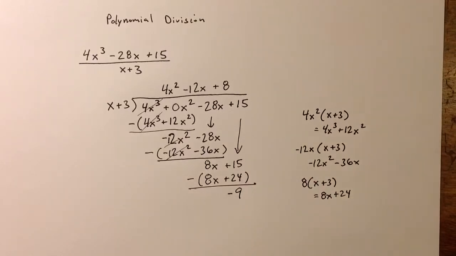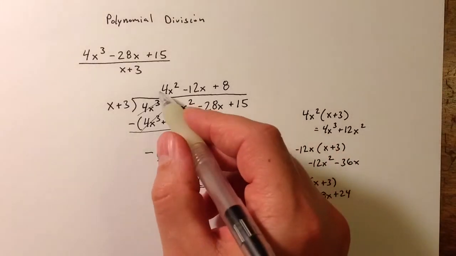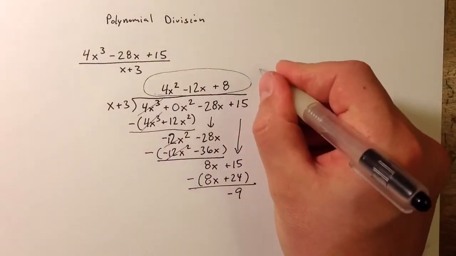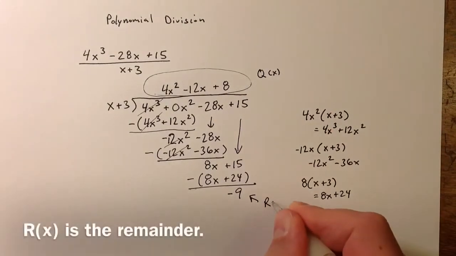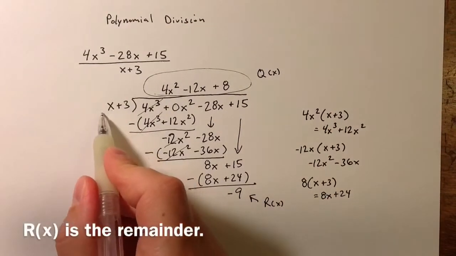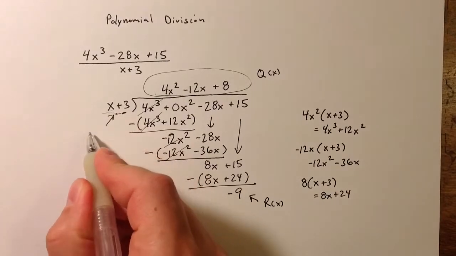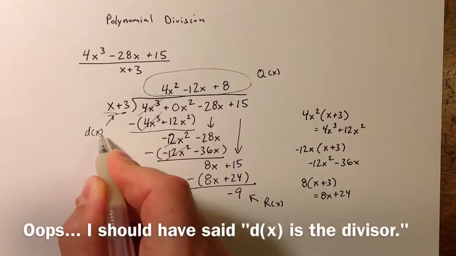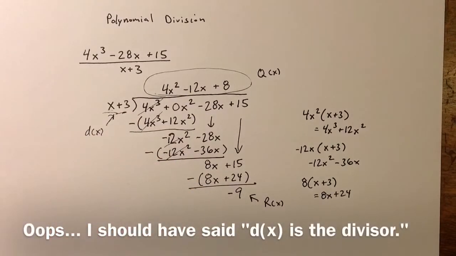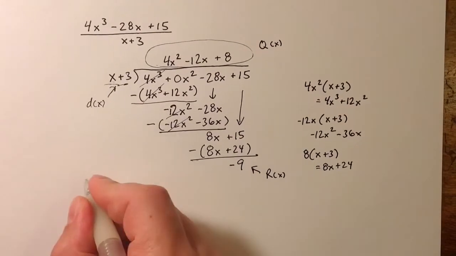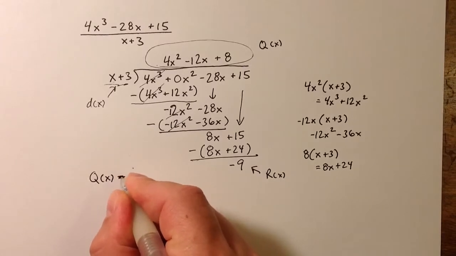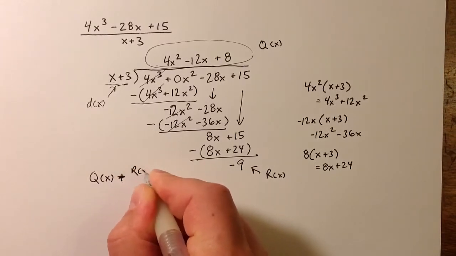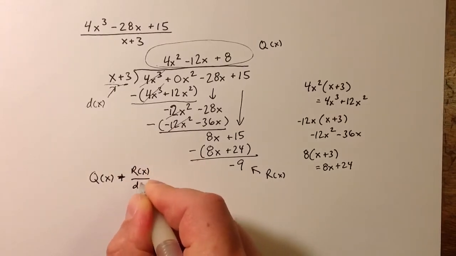And we have our answer, where this expression is called the quotient, and this, of course, is the remainder. We started here, I'll call this the dividend. And there are a couple of nice ways to write the final answer. One form for the final answer would be q of x plus r of x over d of x.